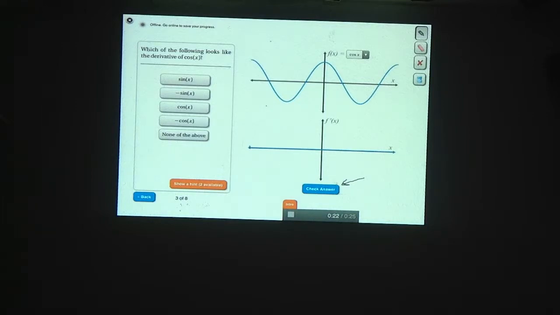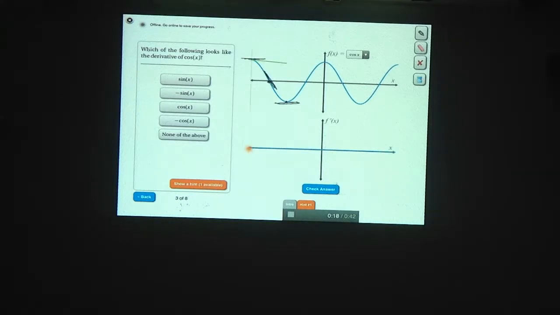What does the derivative of the cosine function look like? Let's start at the very left of the graph. A tangent line here has a slope of 0. A tangent line here has a negative slope. And a tangent line here has a slope of 0 again.